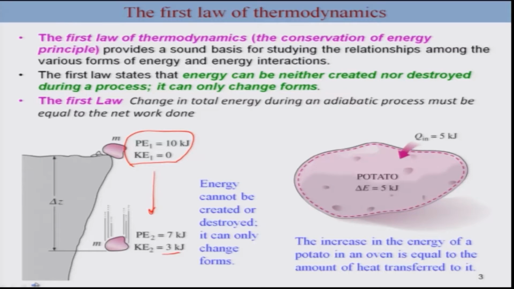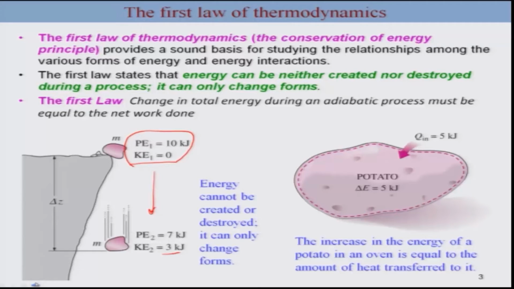For example, take a case of a potato which you put in the oven. The potato does have its internal energy, but once you transfer heat in the oven, for example this value which is given as 5 kilojoule, then the thermal energy of the potato is increased by the same amount, assuming that there is no loss of energy. The dashed line represents the system, and you are getting Q in from the surrounding, or from the device, which is the oven in this case.